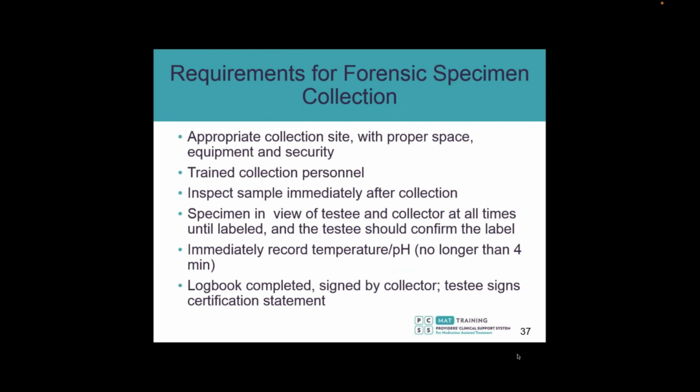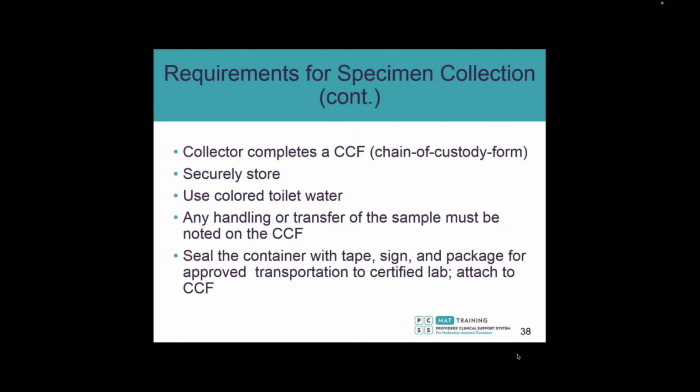Requirements for a valid forensic collection. So, for example, for the federal workforce, you can see this is pretty complicated. You need appropriate collection sites that are approved. You need trained collection personnel. You need to inspect the sample immediately after the collection. And then we're going to have what's called a logbook at every step of the way. There are initials or signatures there. The specimen must be collected in view of the testee and the collector at all times, and then it's labeled, and the testee needs to confirm the label. You immediately record some field testing, which is mainly temperature and pH, and then finally you complete the logbook. And the testee also signs this. So you can see that most of the time in the clinic, we're not following those kinds of rules.